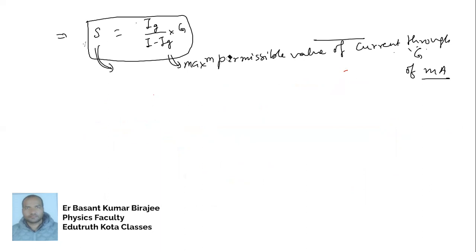And we are almost done with this chapter. In the next class I will spend around 10 to 15, maximum 20 minutes on this conversion part, and after that we'll solve a few questions, and then we'll start the second chapter, which is magnetism and matter.